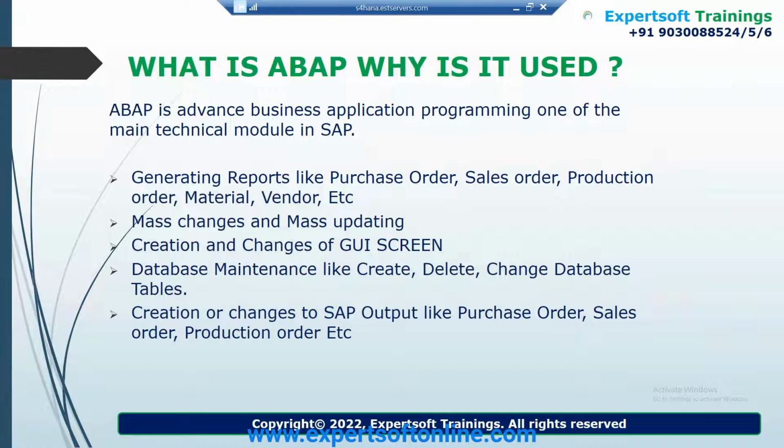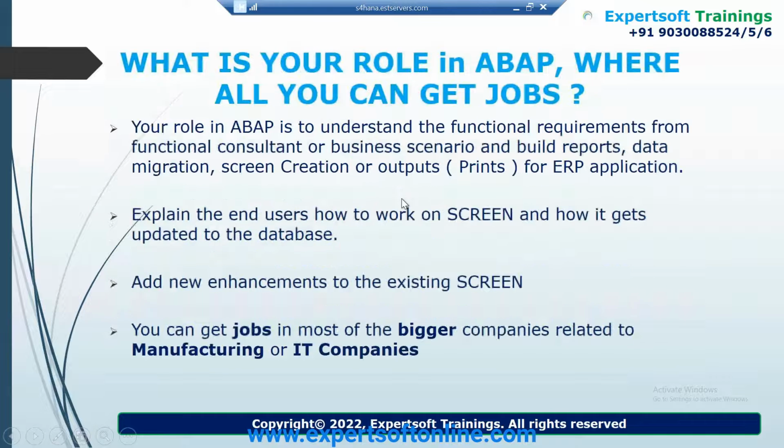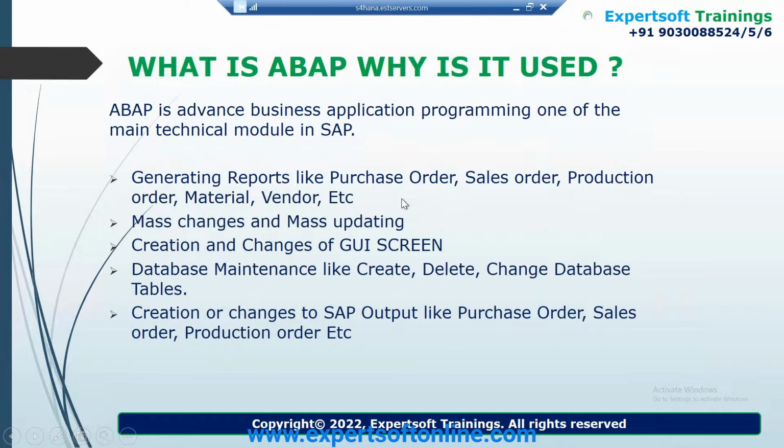So why is ABAP used? I told you that there are different modules in ABAP. Majorly, at a higher level, what does management want to see? How many sales have been done? From where has the purchasing been done? Who are the vendors who are selling things at low cost? What are the margins we are gaining? These kinds of reports they want to see in one place. So ABAP is a language where you can build these reports, like purchase order reports, sales order reports, production order reports. Every kind of report you can build, and that can help management take quick decisions.